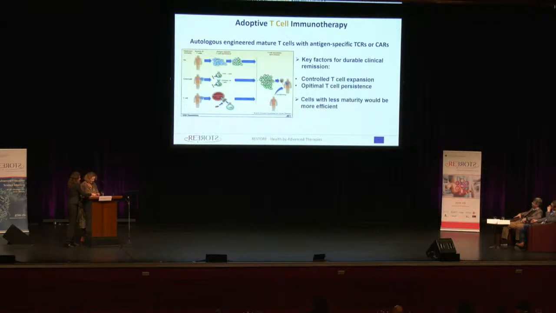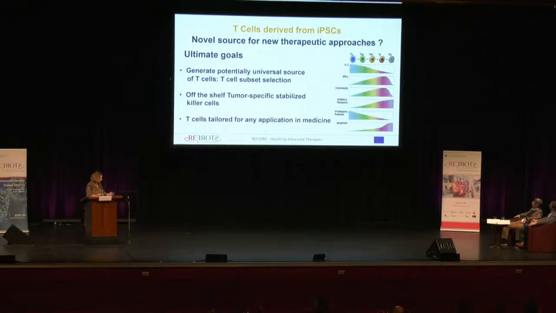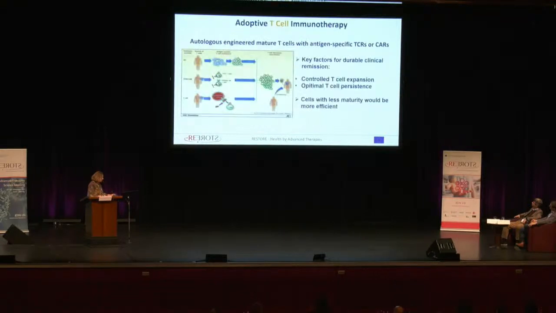Okay, thanks. So, as you know, adoptive T-cell immunotherapy currently uses autologous T cells. Using autologous engineered mature T cells is currently a very promising strategy.